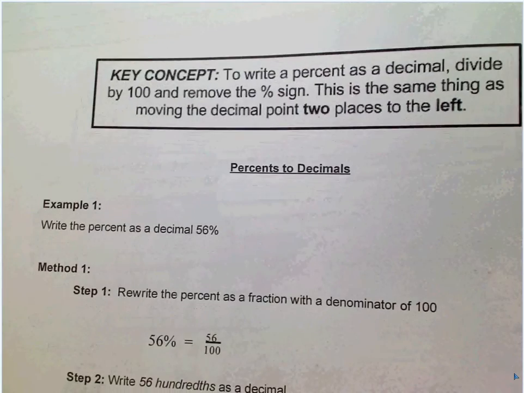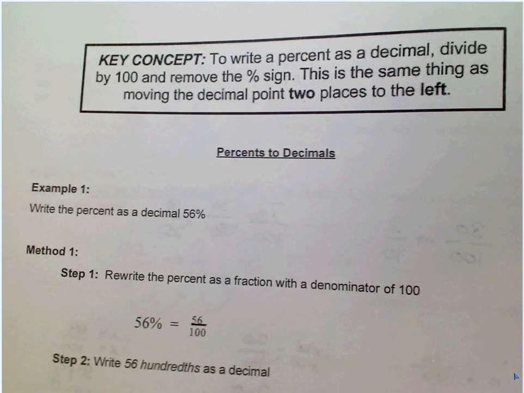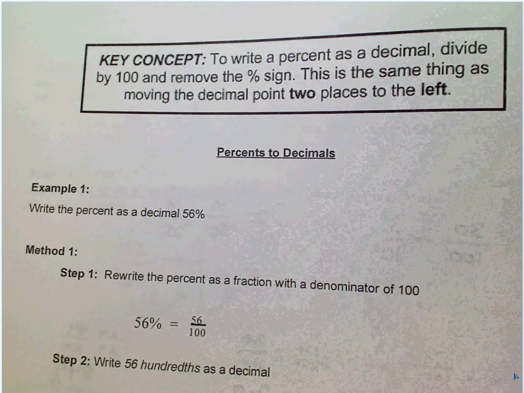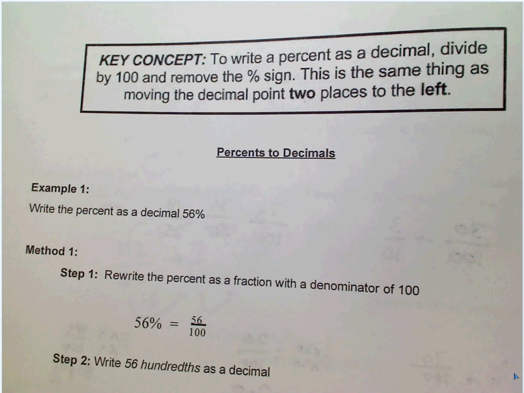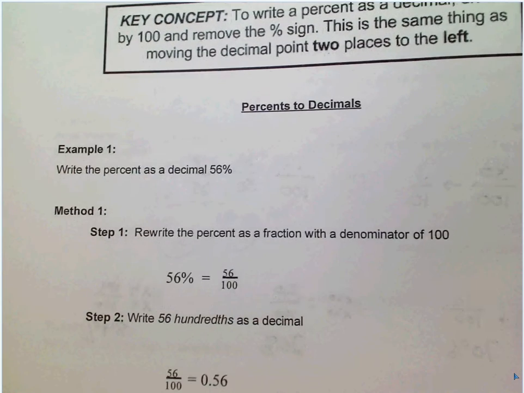Our key concept that we're going to focus on in here is to write a percent as a decimal, divide by 100, and remove the percent sign. This is the same thing as moving the decimal point 2 places to the left. Remember, when we multiply by 100, we move the decimal point 2 places to the right. Now we're going to divide by 100, which was moving it 2 places to the left.